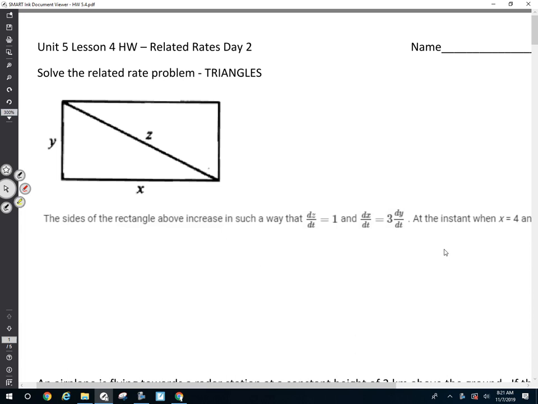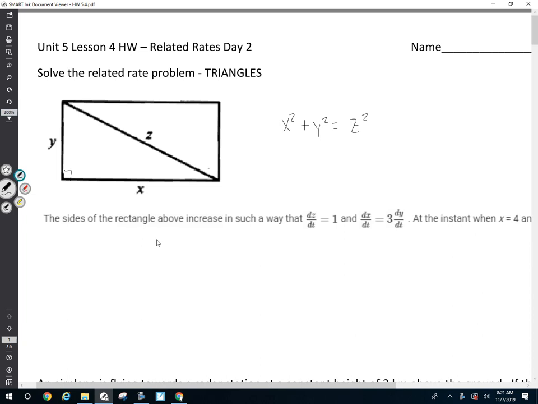All right, last lesson, last homework. Tougher related rates problems. We're getting into triangles, right triangles. It's a right triangle. Right triangles, we should understand and use the Pythagorean theorem.